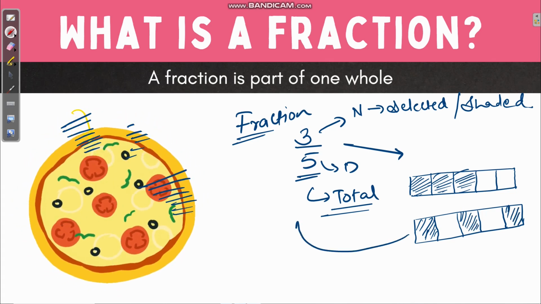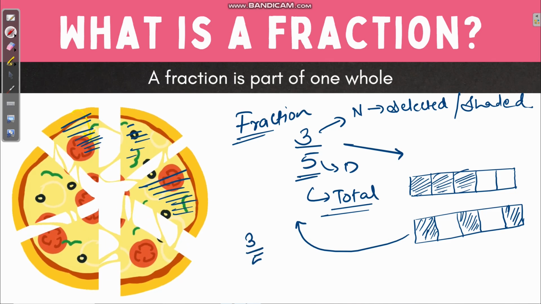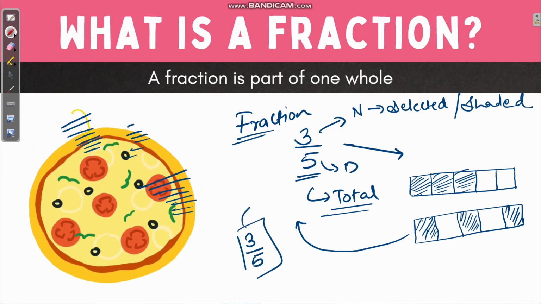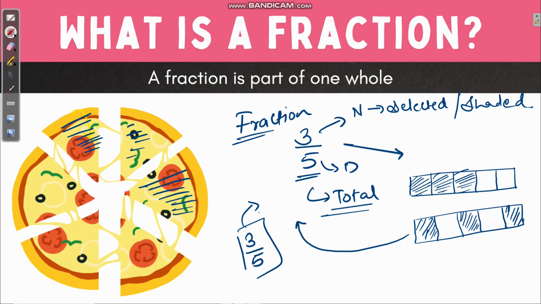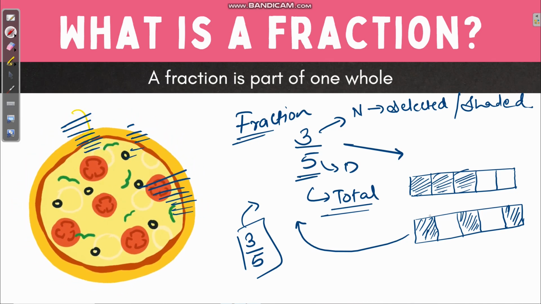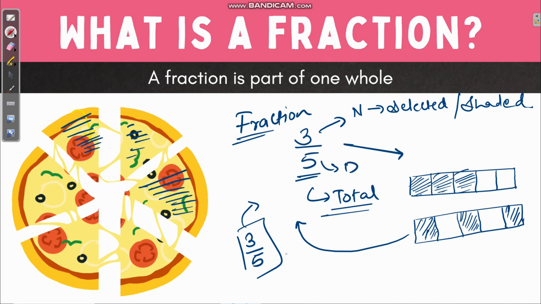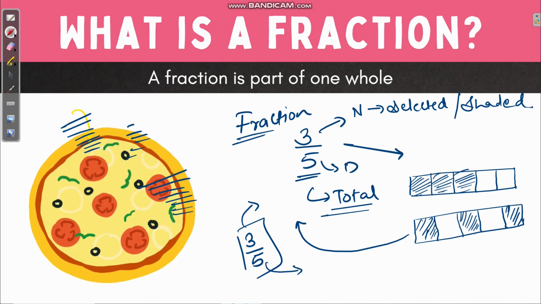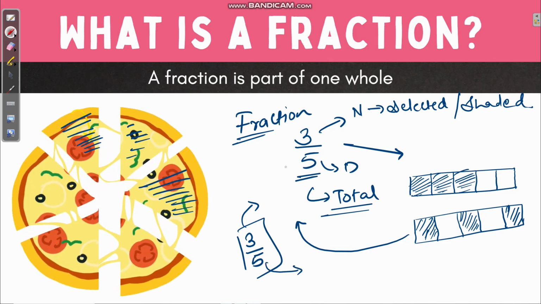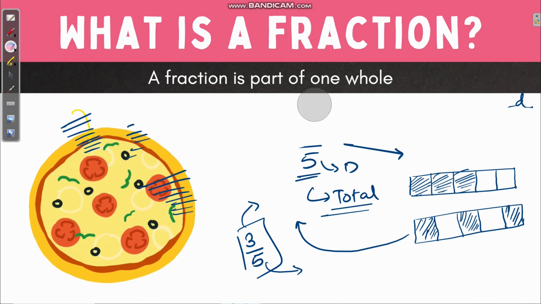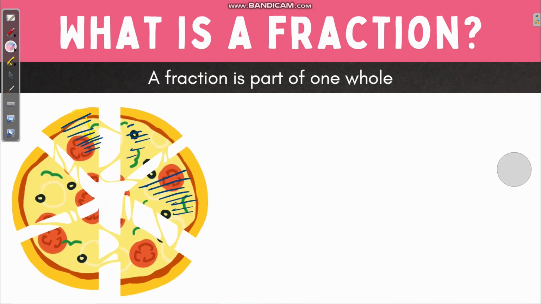So this is equal to 3 by 5, where the numerator depicts the number of shaded portions or the number of parts that you have selected, and the denominator represents the total number of parts out of which you have selected. So basically a fraction is nothing but a part of the whole, okay?